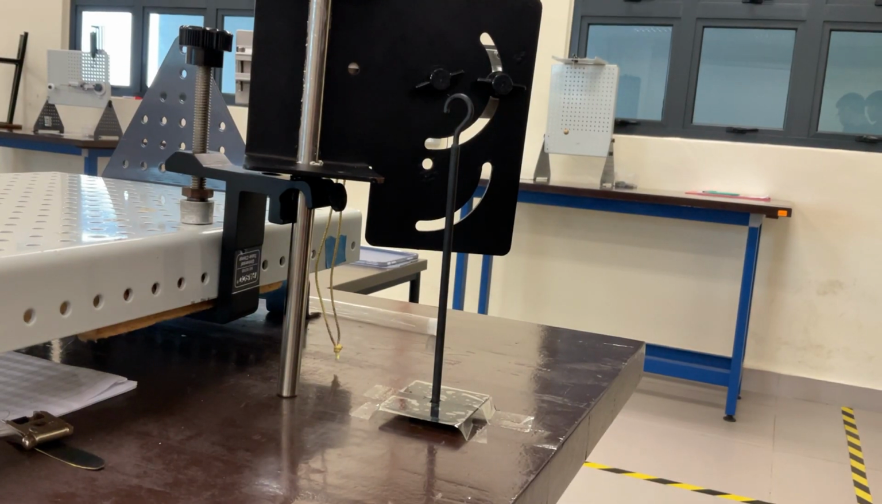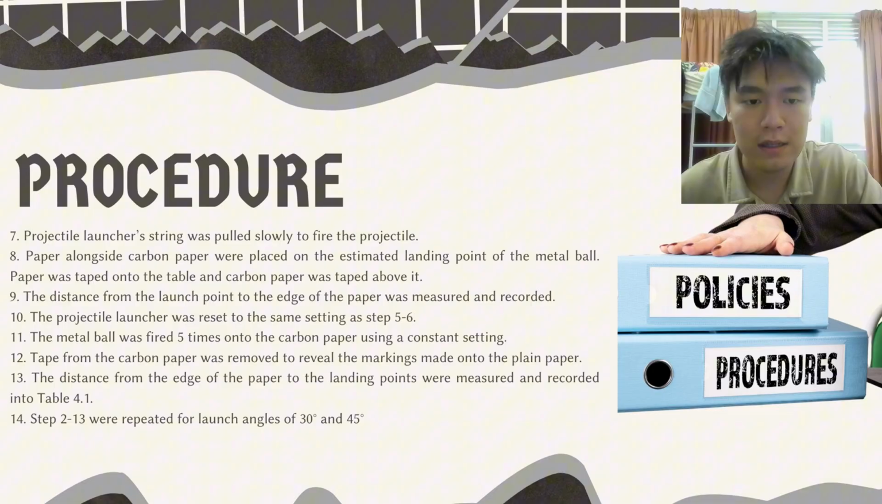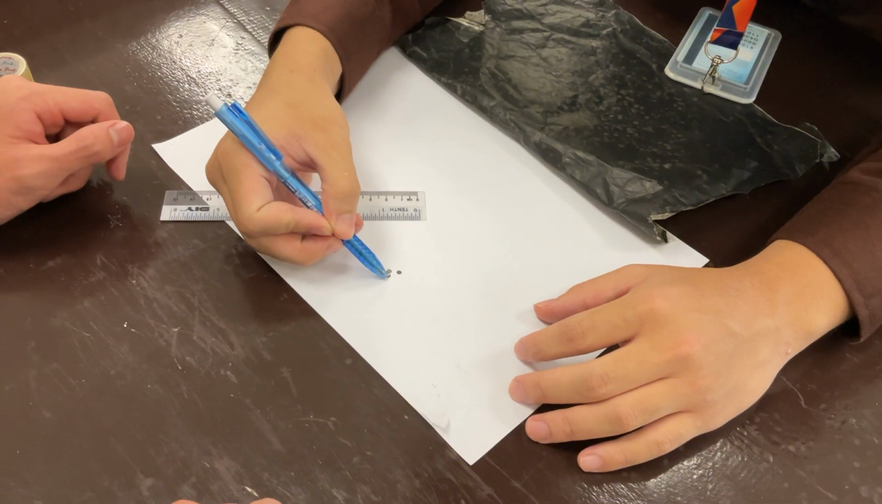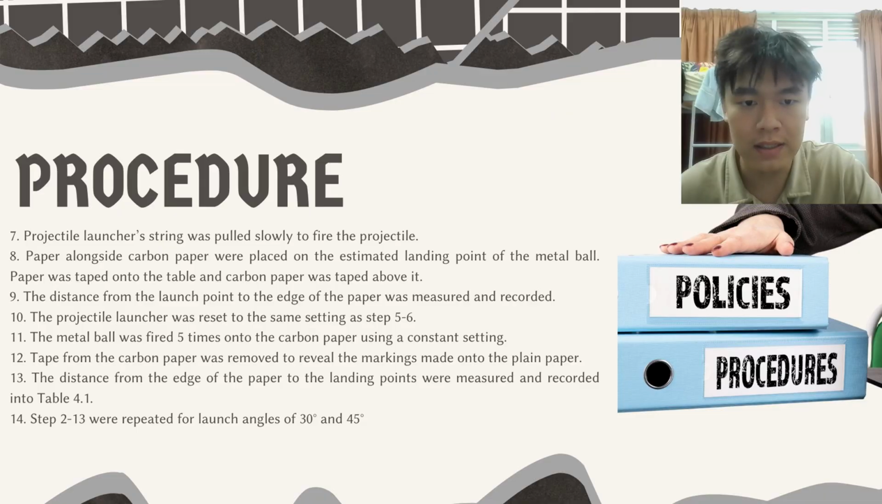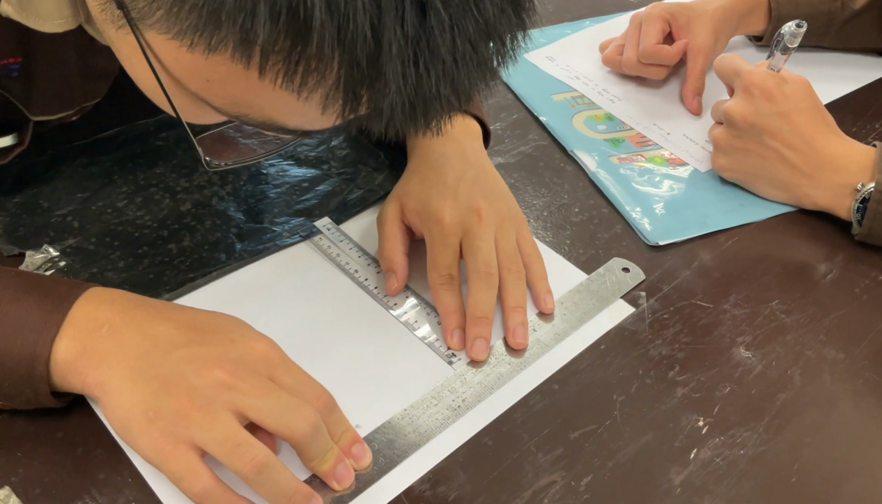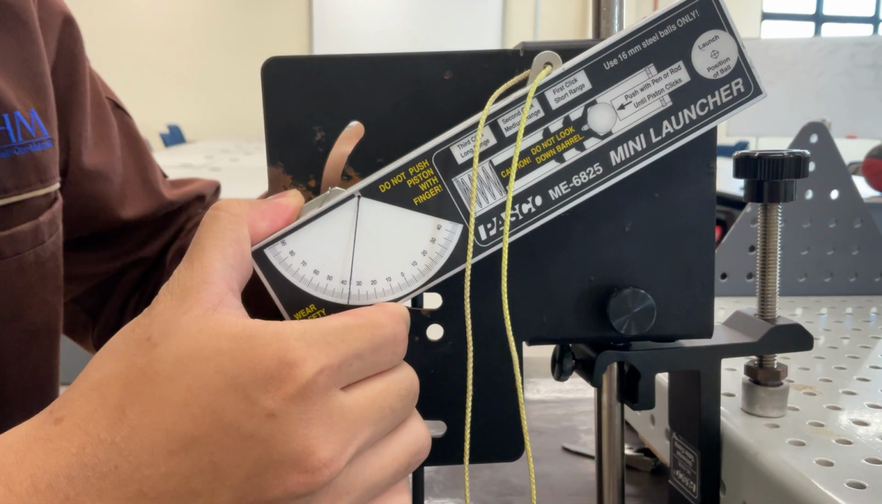And for the tenth, the projectile launcher was reset to the same setting as step 5 to 6. Next, the metal ball was fired 5 times onto the carbon paper using a constant setting. For the 12th step, tape from the carbon paper was removed to reveal the marking made onto the plain paper. And next, the distance from the edge of the paper to the landing points were measured and recorded into table 4.1. After that, also the last step, steps 2 until 13 were repeated for launch angles of 30 degree and 45 degree.